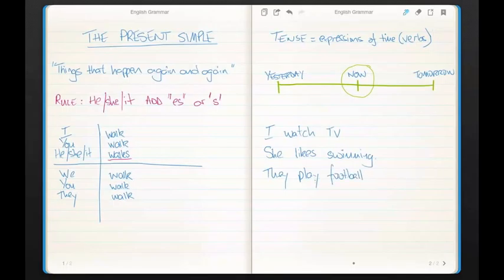Well, then you can see here as well that with play, you don't add any S because we don't add an S or an ES for the present simple with they. It's only when we say he, she, or it. So just to recap then, the present simple is to talk about things that happen again and again. And a tense is a way to talk about time when we're talking about verbs. And this tense normally talks about things that are happening now or things that happen again and again. And the rule is that if you're using he, she, or it, you add an ES or S.